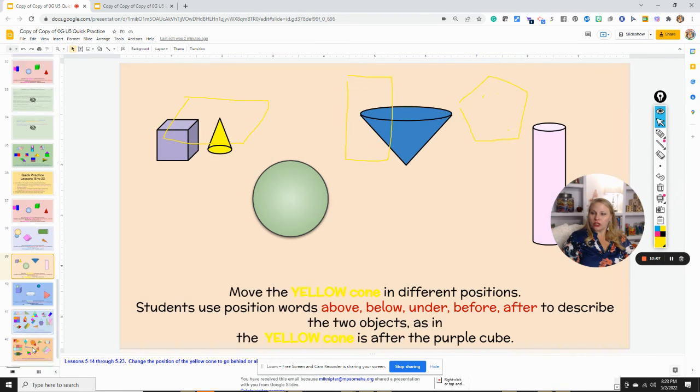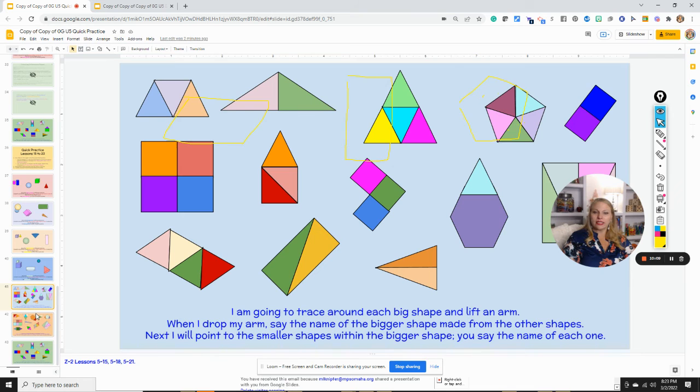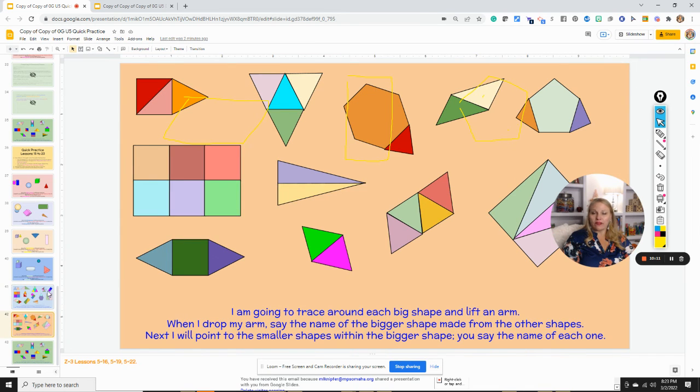As you continue to go here, you're going to see lots of different ones. You can even ask them, like, what are the shapes that make up this shape? Okay, and you can point to that shape. Class, what is this? Hexagon. Class, what is this? Triangle. Class, I'm going to trace it. What's the name of the bigger shape? And in this case, of course, we're counting the sides of those shapes.